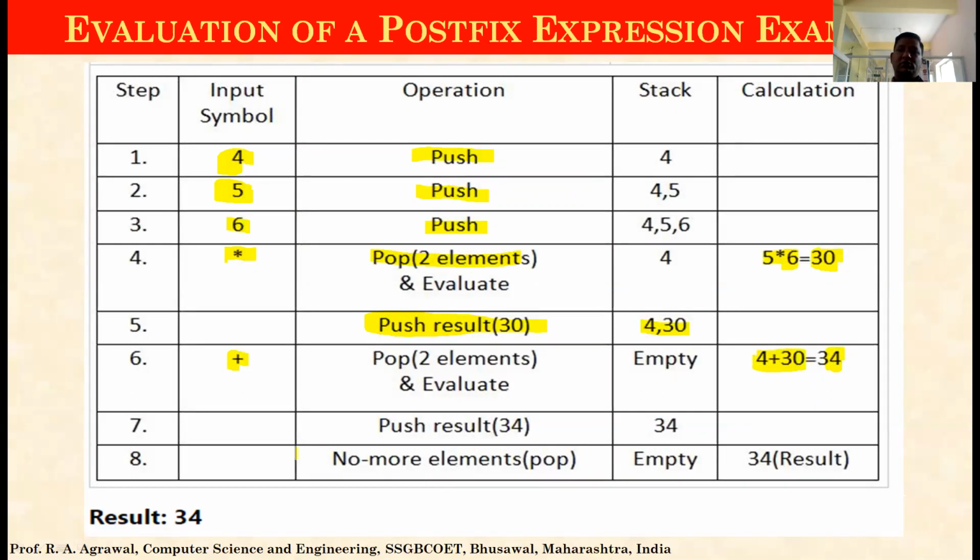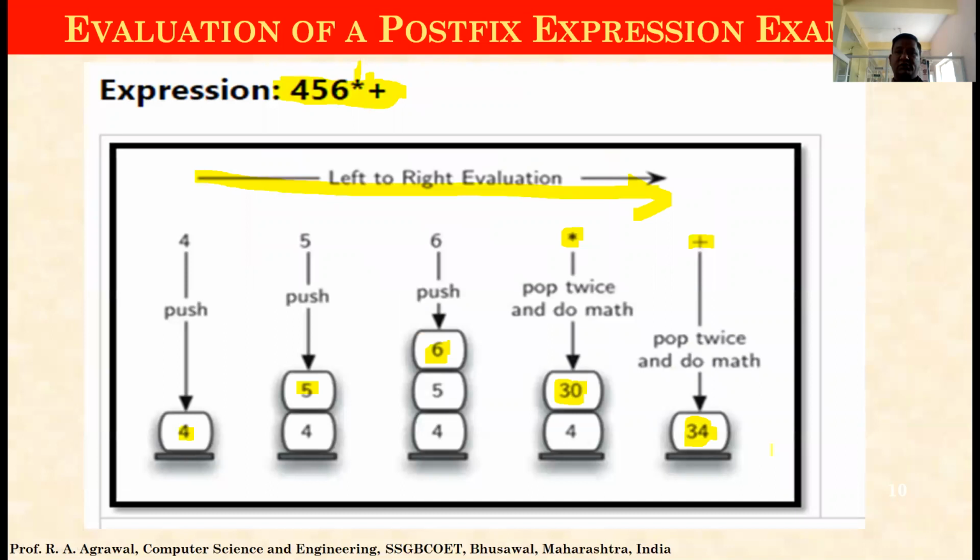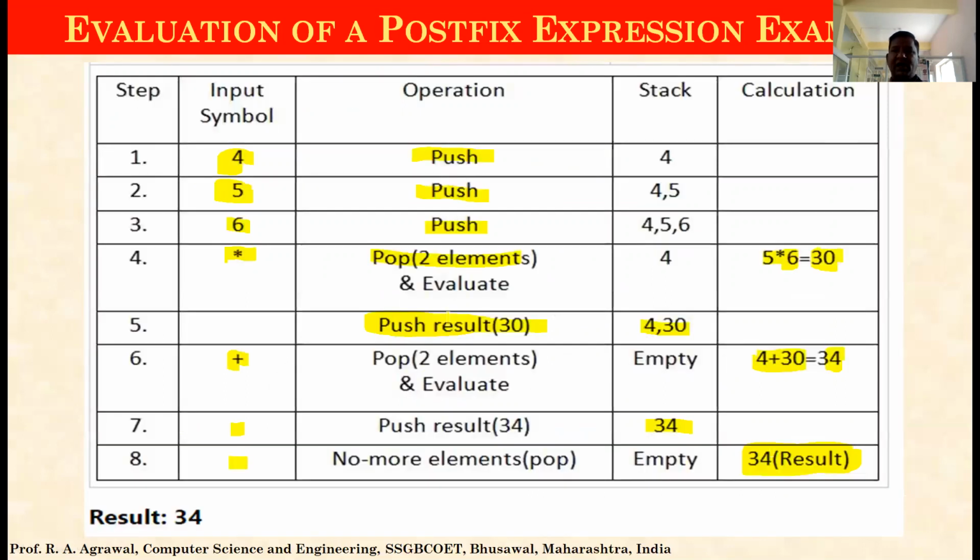Now there are no more operators or operands left. That is, the end of the expression has been encountered. So the final answer is 34, and that is your result. So what was our expression? 4, 5, 6 multiplication plus, and the result obtained after evaluation of the postfix expression is 34. So it is a very simple algorithm. Just keep that in mind.